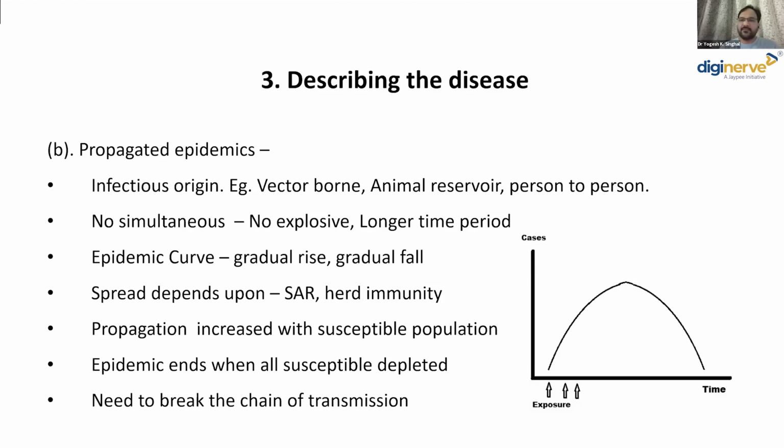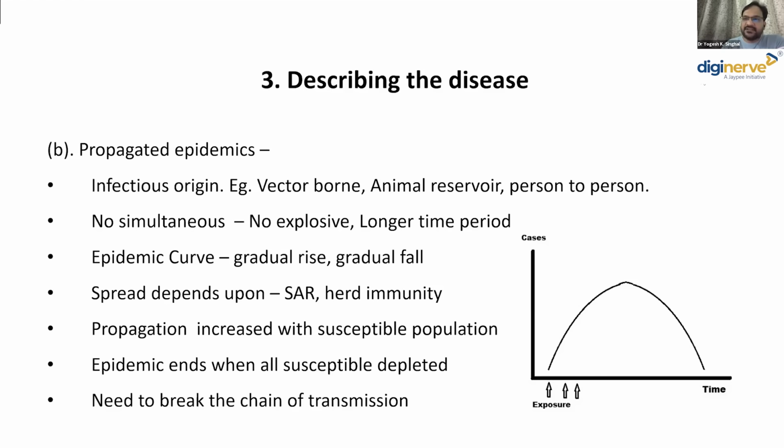Now, the third one is the propagated epidemic. Propagation means continuously going on. It means there is an infection in the community. So there will always be an infectious origin, like vector-borne disease, animal reservoir disease, or person-to-person transmission, like we have seen in COVID, and in the dengue epidemic.